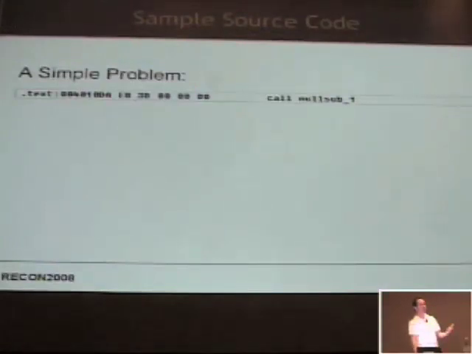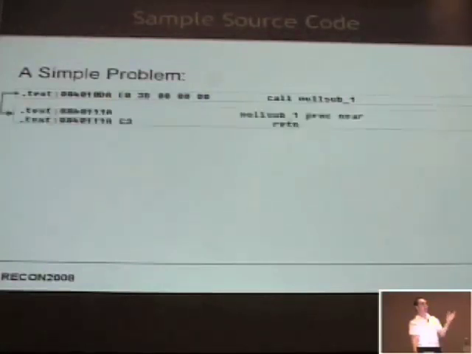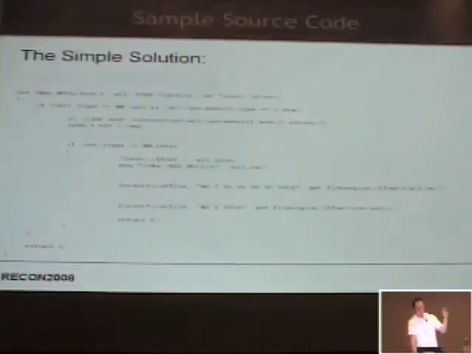The problem of a null sub, a call null: IDA Pro identifies it as a null sub. It knows that this just jumps to a return, but it's ugly, and we could use the slack space in a number of different ways. So our simple solution is, we just identify if the instruction we're looking at is a call, if it's of type near, using all of those nice SDK tools, and then we look at the address where it's going, see if that's a return, and if it is, we no-op the whole bunch.